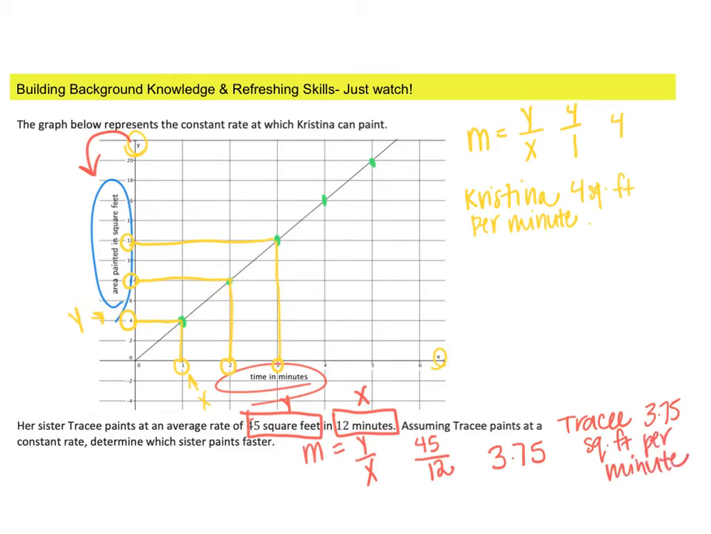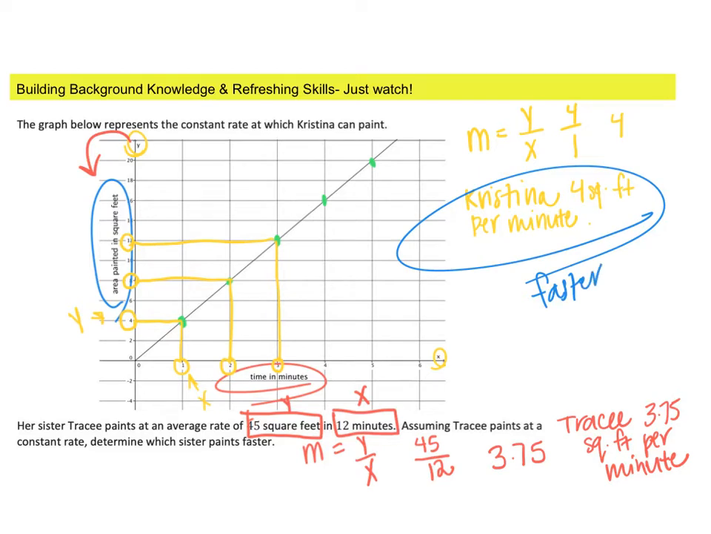So who's faster, Christina or Tracy? Well, Christina is faster. She has the greater rate. And why? 4 is greater than 3.75. So this is what we're going to be doing today. This was just a quick review of some things that we've learned in the past. Just kind of take this in, and we're going to move forward with our examples.